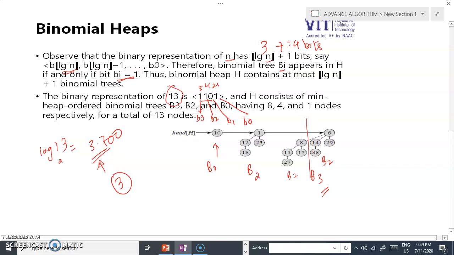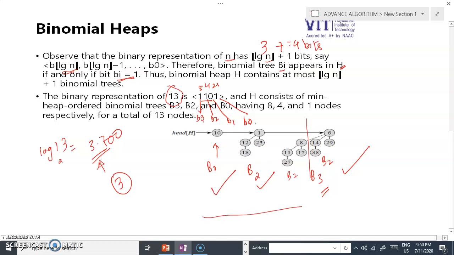Now, if you say B3 has 1, B2 has 1, B1 has 0, it means that the binomial tree of order 1 will not be present in this representation. Yes, the binomial tree of order 0 will be present because we have 1 corresponding to it. And this is what it means to say binomial tree B of i appears in the heap H if and only if b of i is 1. See, B of i is 3, b of 3 is 1, so we have B3. Check. B of i is 2, b of 2 is 1, yes, so we will have B2. B of i is 1, b of 1 is 0, so we will not have a binomial tree of order 1 in the heap. Now B0, of order 0, is it 1? Yes, so we will have it.